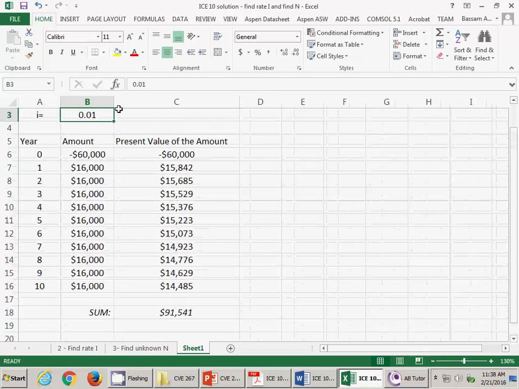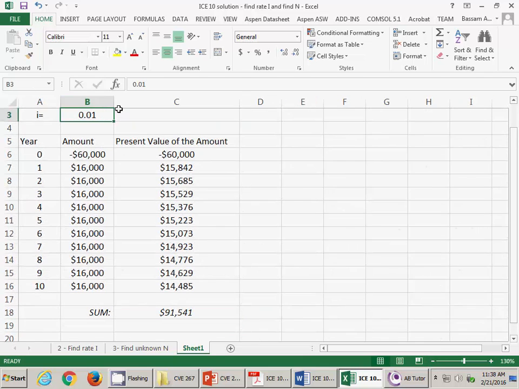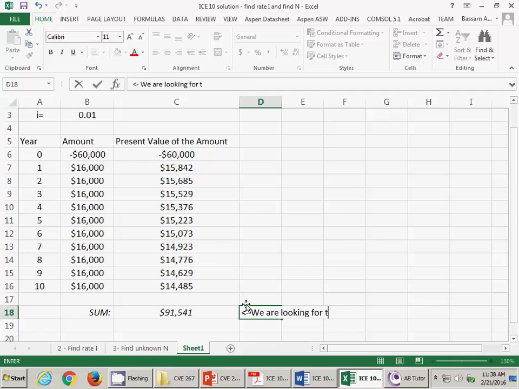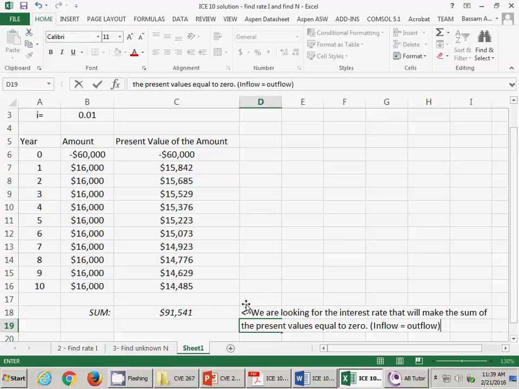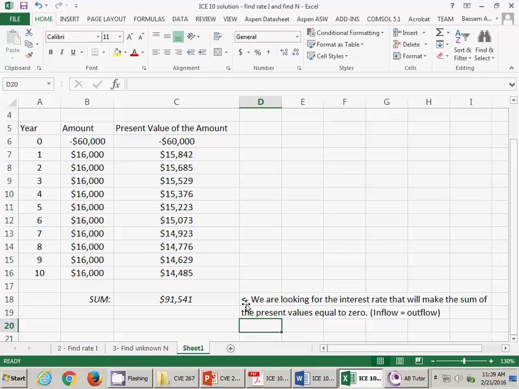So let me change this interest rate and see if it makes it closer to what we're looking for or worse. Let me write a little note here. We are looking for the interest rate that will make the sum of the present values equal to 0. Inflow equals outflow. That's our objective. You don't have to write all that. If you need it, it's on the video. But what we're going to do is play with I.